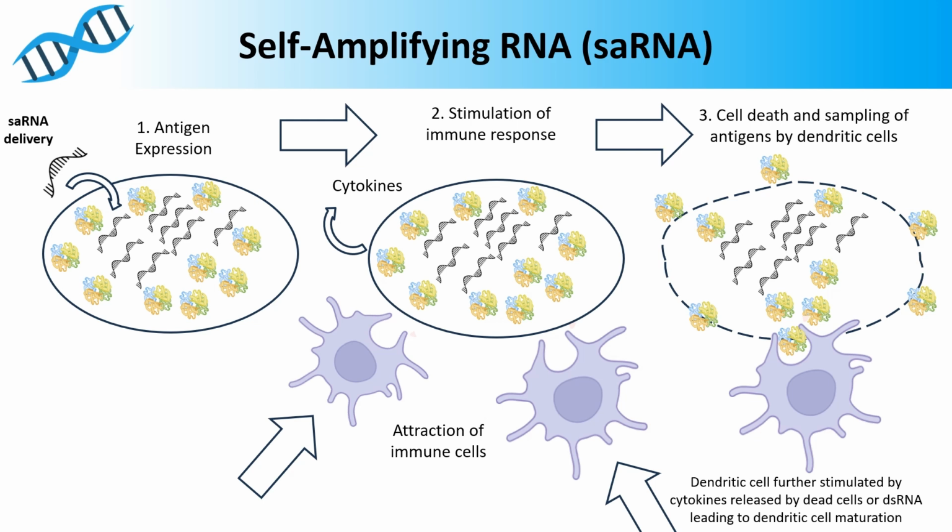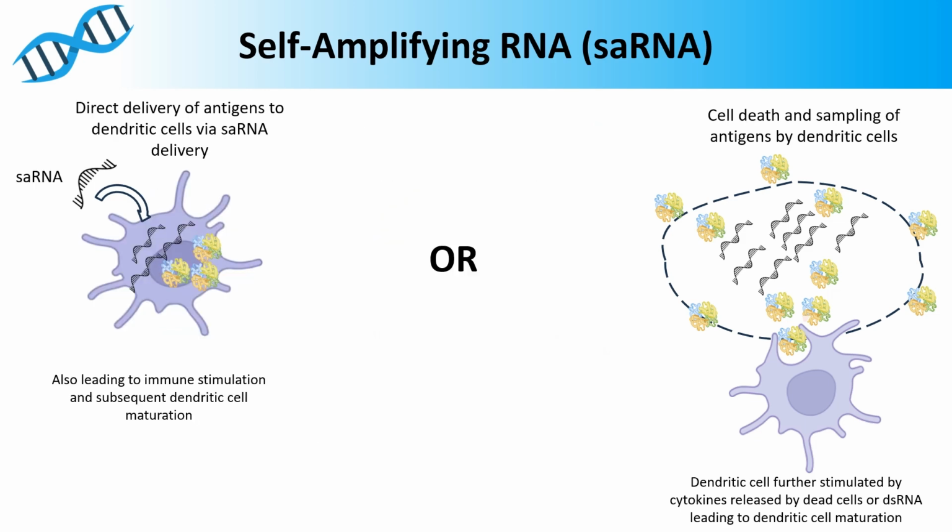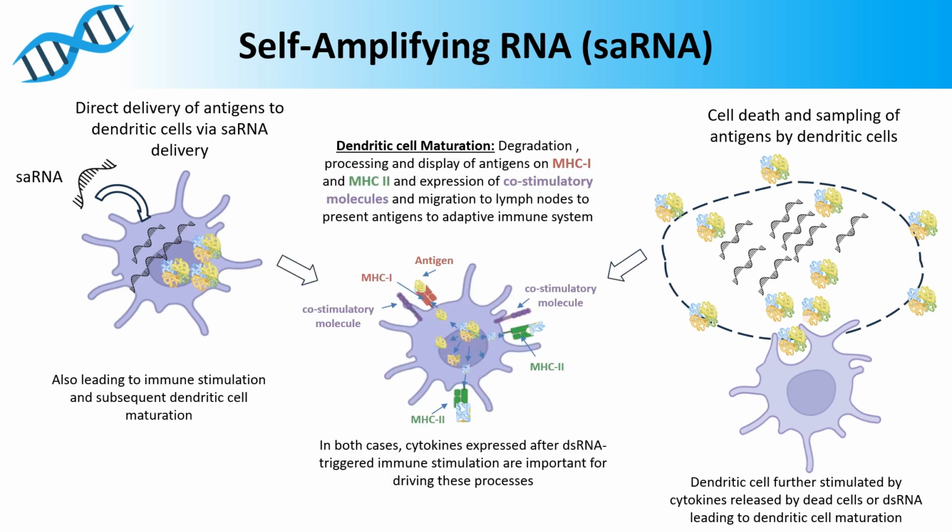sampling of antigen by antigen presenting cells, such as dendritic cells, with immune stimulation, leading the dendritic cells then to undergo maturation. Or alternatively, you can deliver this self-amplifying RNA directly to dendritic cells, leading these cells to also undergo maturation for similar reasons. But both of these paths lead to antigen display on the cell surface of dendritic cells and on MHC molecules, followed by presentation to T cells, as you learned about in last week's lecture. So this is really just to illustrate how self-amplifying RNA can act as its own adjuvant.